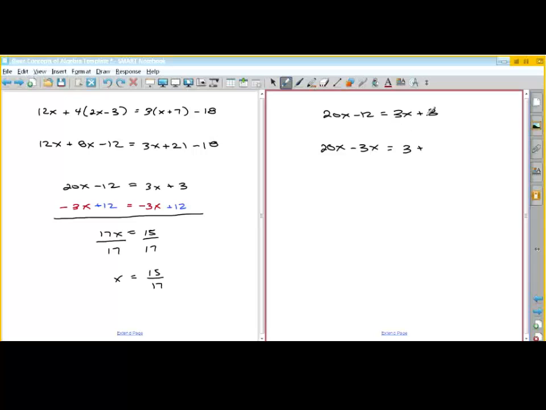Likewise, I move this to the left-hand side, so it's not there anymore. And this one I'm going to leave on the right-hand side, but I want to move this to the other side. So when I move negative 12 to the other side, I change the sign. And then I can combine like terms. So 20x minus 3x is 17x, and 3 plus 12 is 15. And then I can divide both sides by the coefficient, and I get the same answer.